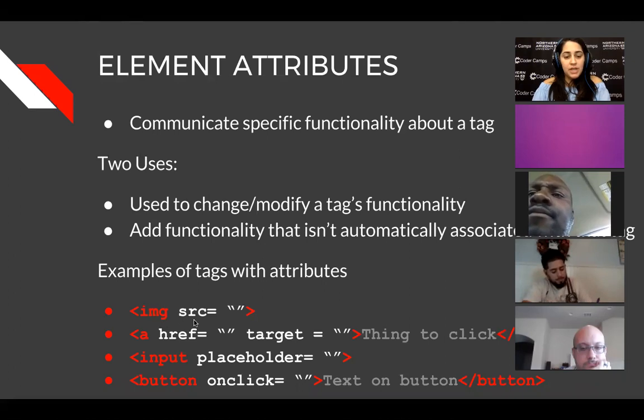So an image tag has the attribute source, SRC. And what you set that equal to is the source of the image. So that can be an absolute URL, which is like www.google.com, blah, blah, blah. Or you can have a relative URL, which is essentially if you were to have a file inside of your folder.